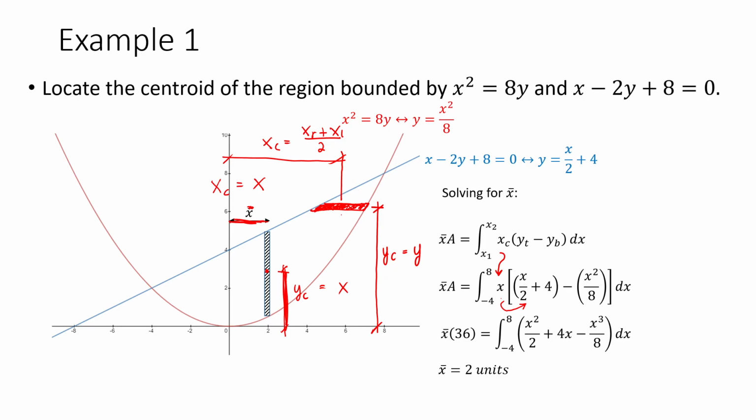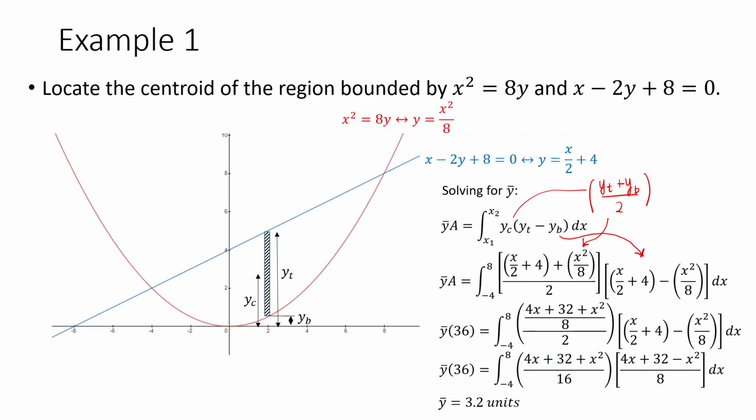So pwede rin ninyo i-present ang bar X and bar Y separately. Or if gusto ninyo in the final answer, you may write it in this manner also. So this one is for bar X, this one is bar Y. If you want to express your final answer in unity, so pwede ninyo isulat bar X, bar Y, then equals to 2 and then 3.2. So pwede po rin ninyo i-answer ang pag-answer.